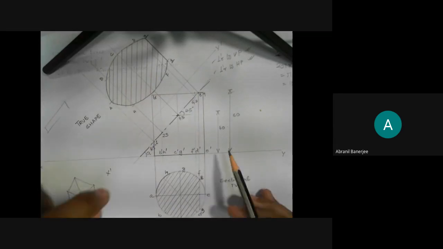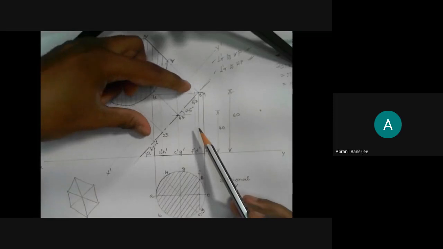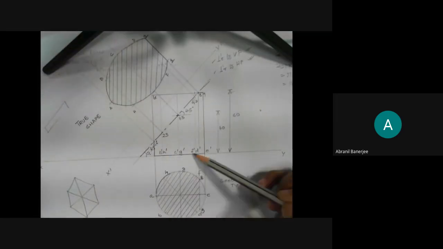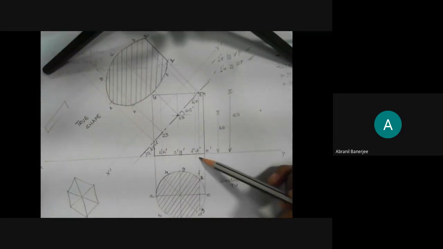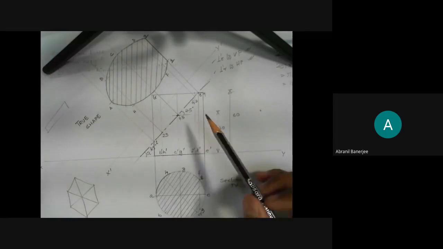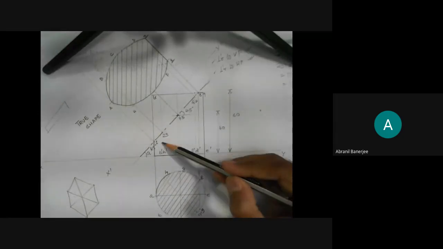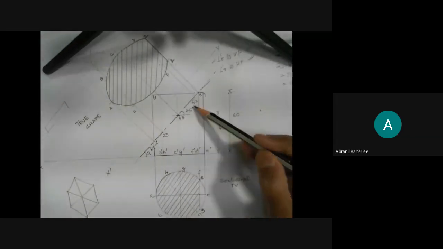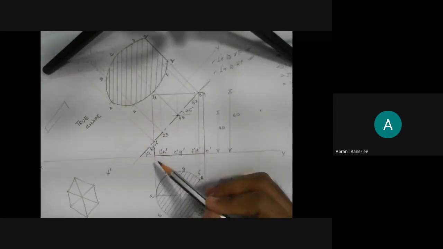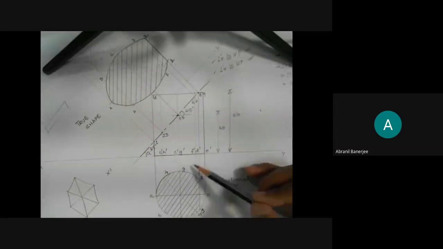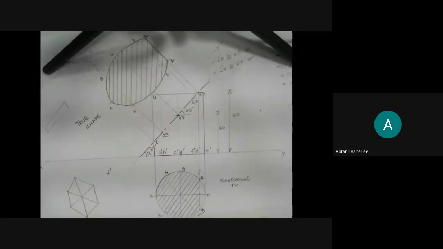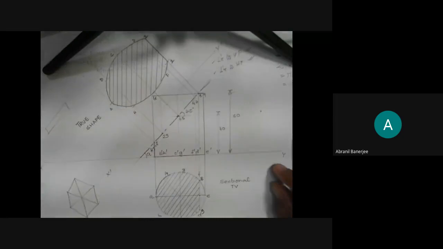Now, after the section, you have to understand this particular portion is removed and this particular portion is kept. You should remember, for a cylinder, there are no edges. So we need not dark this particular surface because for a cylinder, this is a clear-cut drawing. Now, let us see how we'll go for the development of this particular solid.